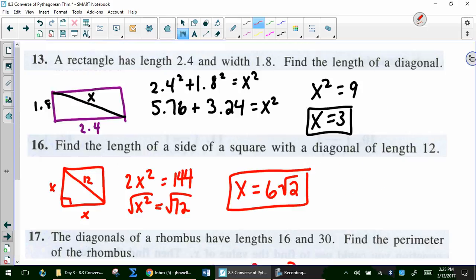13, a rectangle has a length of 2.4 and a width of 1.8. Find the length of the diagonal. So the diagonal we'll call x, and then we have to square 2.4 and 1.8, and we end up getting x is 3. And then for 16, find the length of a side of a square with a diagonal length 12. And then here we go through, we use the Pythagorean theorem again.